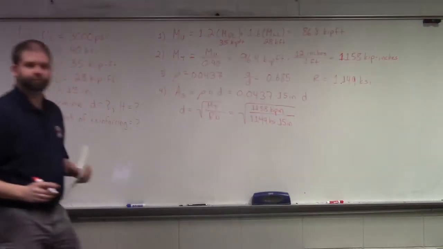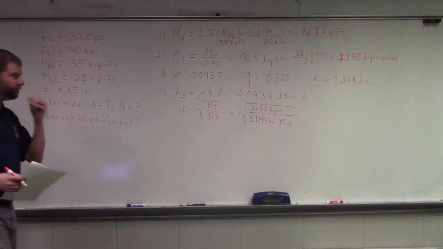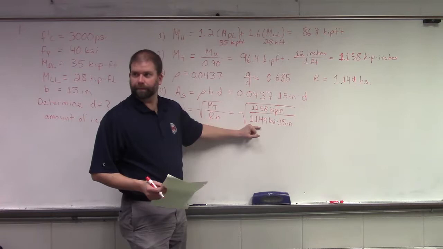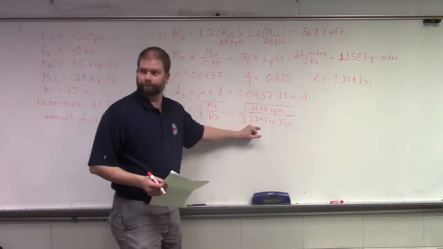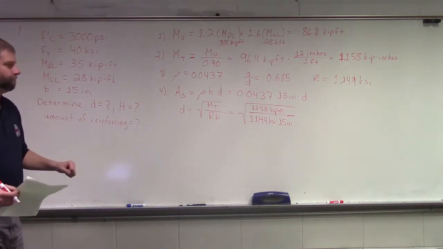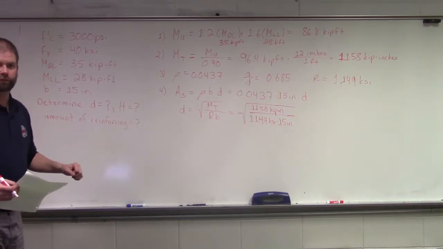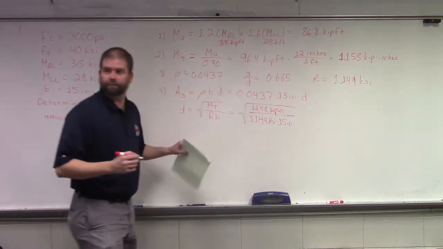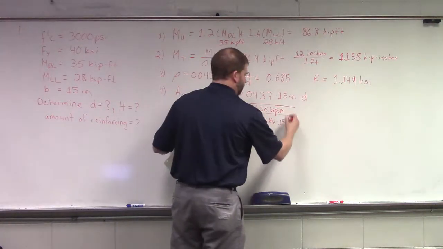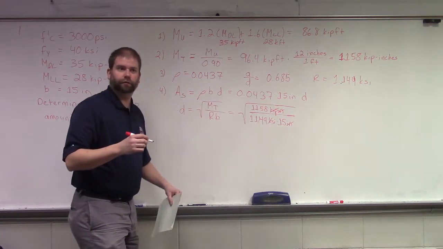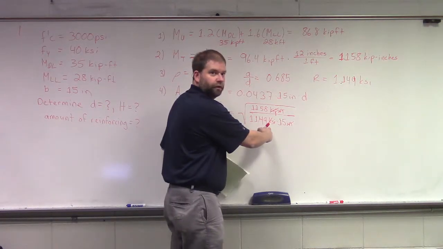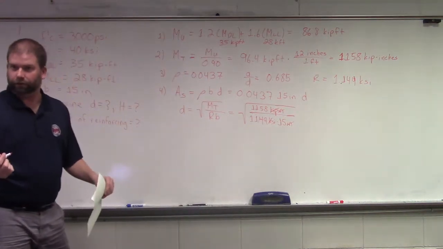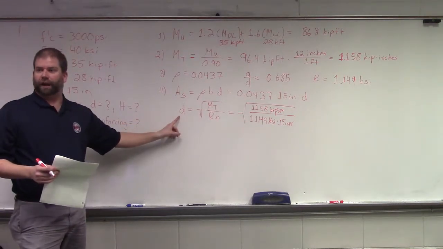Looking at your units, what is this going to come out as in dimensions? The kips will cancel, right? These inches will cancel too. This will flip up into the numerator and we're taking the square root of it, so it comes out as inches, right?